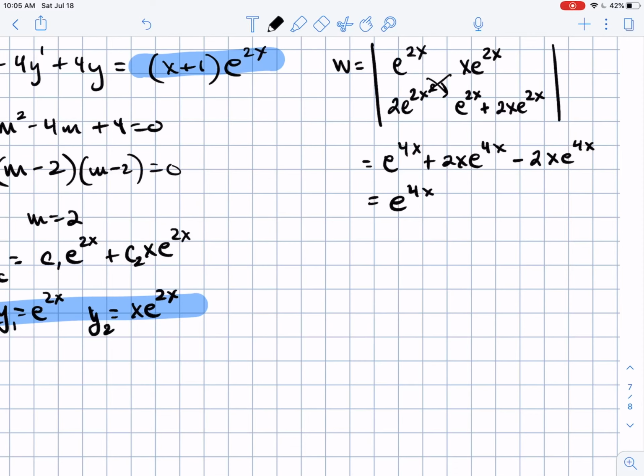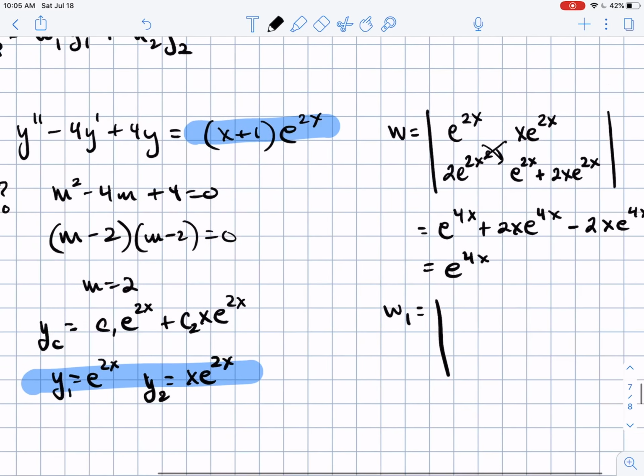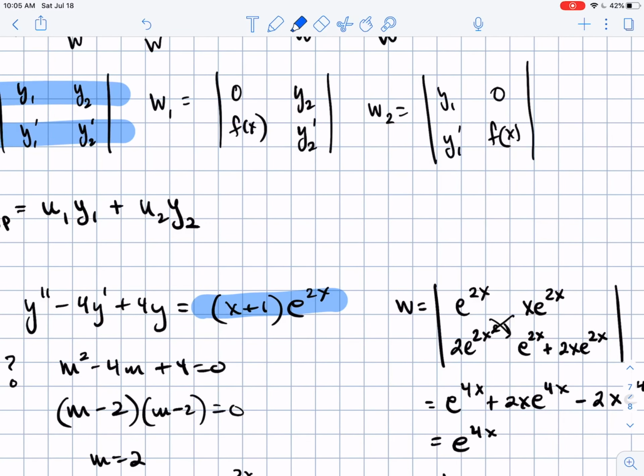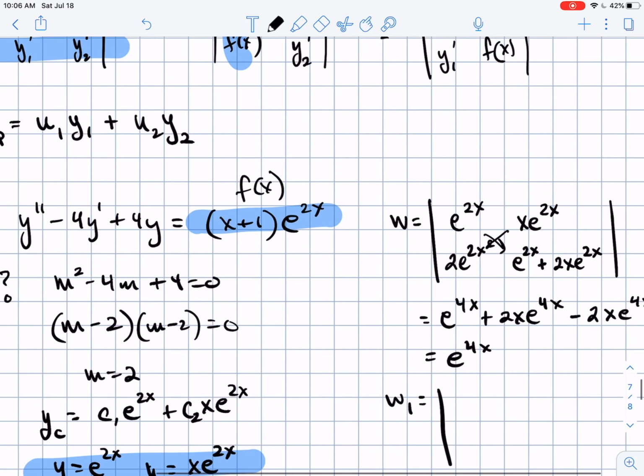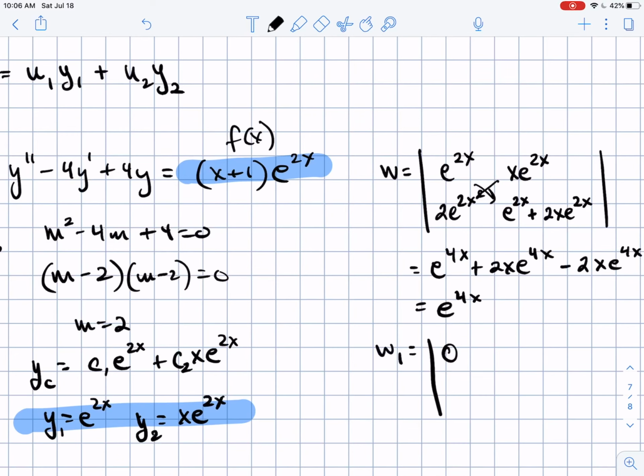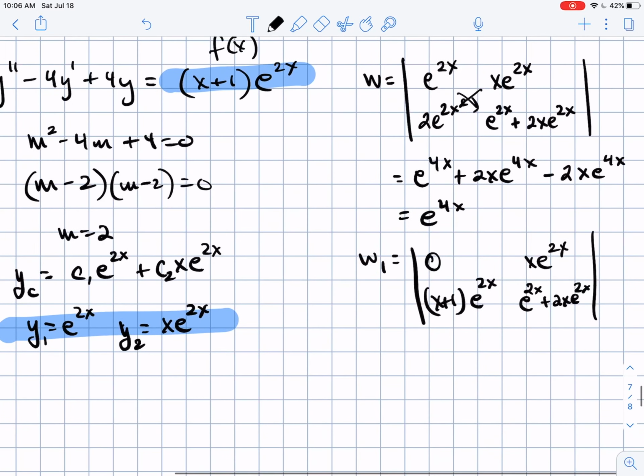All right, for W sub 1, now we're going back up to this. If you notice here, it's 0 and then f of x. The function that it's equal to is considered f of x. So we would have 0, x plus 1 e to the 2x, and then on this side x e to the 2x, and our derivative e to the 2x plus 2x e to the 2x. Okay, so here again, when we cross, we get 0 minus, and then this winds up being x times x plus 1 e to the 4x.